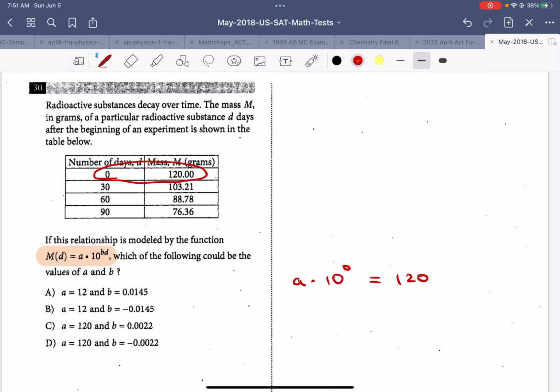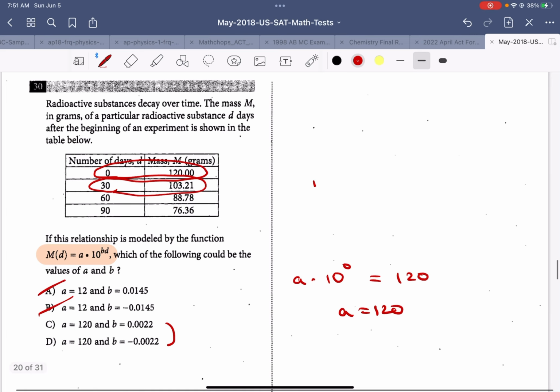So anything to the power 0 is 1, so A is 120. So A and B you can eliminate. And the other one, as you see, the difference is that one is a positive and the other one is a negative. So let's look at the next data then.